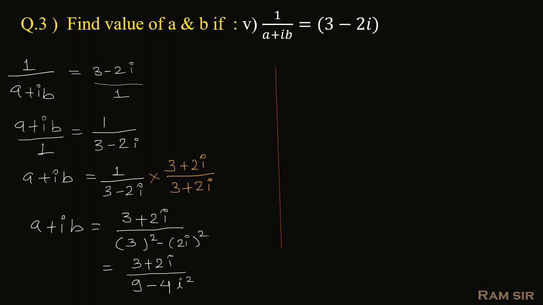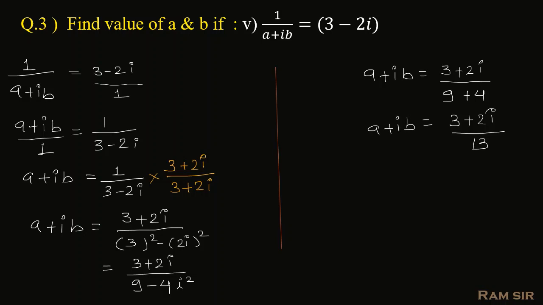So moving further, in next step we get a plus ib is equal to, numerator we have 3 plus 2i whole divided by, as we know i square value is minus 1. So when we multiply minus 1 with minus 4 gives you plus 4. So in next step we get 3 plus 2i whole divided by 9 plus 4 is equal to 13. This is what answer of a plus ib we get. So on right hand side separate this 13, which is a common denominator, from the numerator. So we get 3 divided by 13 plus 2 divided by 13 multiplied by i.